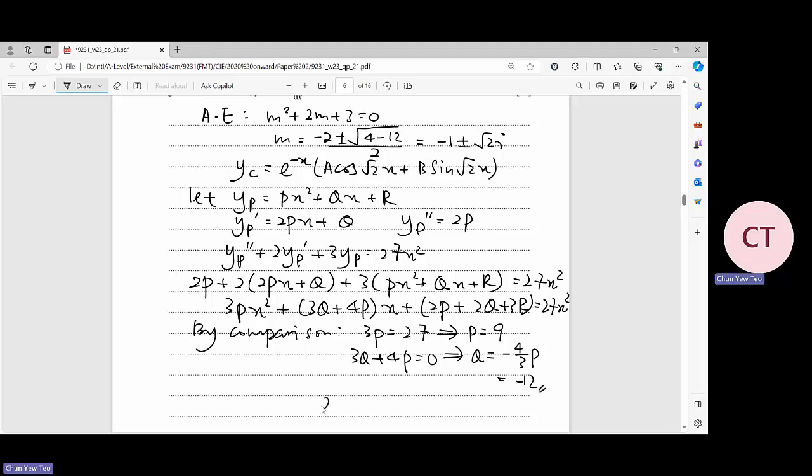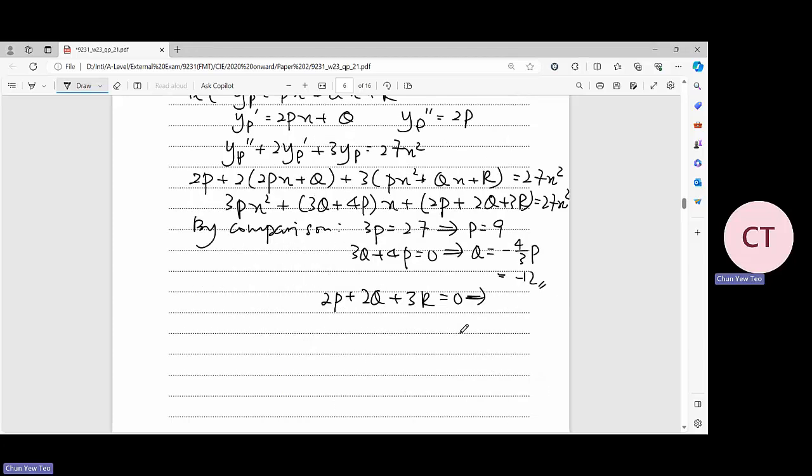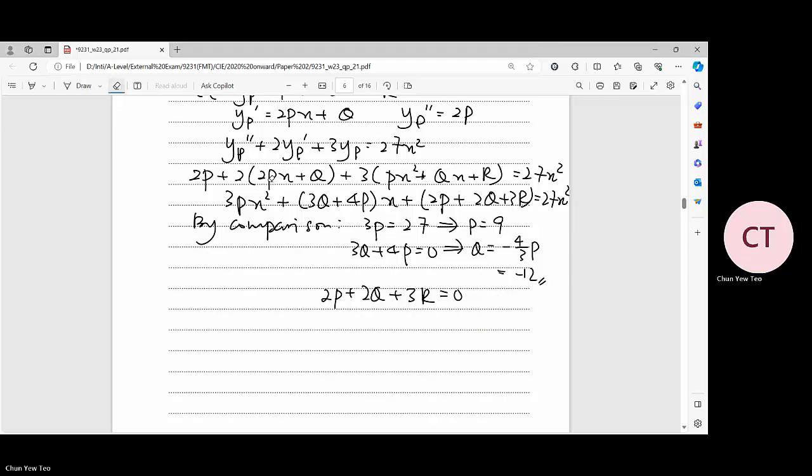Then you will have 2p plus 2q plus 3r equals 0, so 3r is equal to negative 2p minus 2q. Then press the calculator, you get your r as 2. Okay, your r is 2. So that means your yp will be 9x squared minus 12x plus 2.